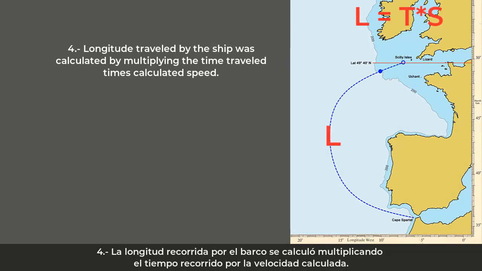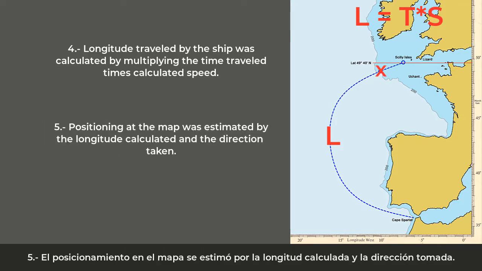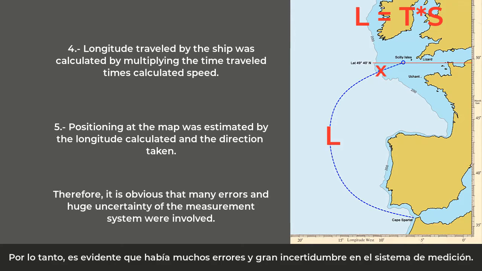Longitude traveled by the ship was calculated by multiplying the time traveled times the calculated speed. Positioning on the map was estimated by the longitude calculated and the direction taken. Therefore, it is obvious that many errors and huge uncertainty of the measurement system were involved.